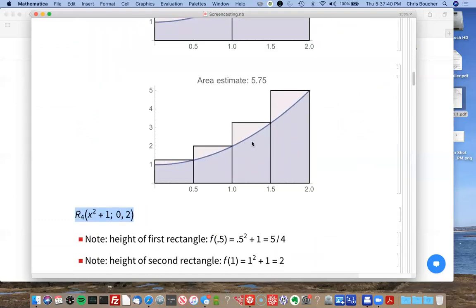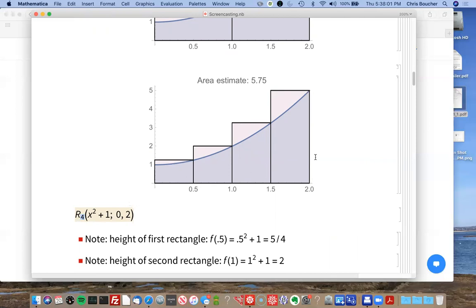So down here in this picture, this is a right-hand approximation because on each interval, I'm using the function value at the right end to draw the top of the box. That's where the R comes from. R is for right, L is for left. The subscript is the number of rectangles or the number of subintervals. Clearly there's 1, 2, 3, 4, so this is R sub 4.